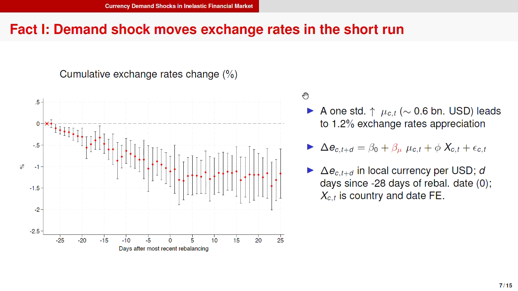Why are we going back to months before? Because rebalancing happens at monthly frequency. So here I want to capture the cumulative change since the last rebalancing happened, all the way until this rebalancing occurred. We show that exchange rates, defined as local currency per dollar, appreciate, so they drop in value, which means appreciation here, in response to a currency demand shock, exactly as we would expect, right? The local currency appreciates as the weights increase.